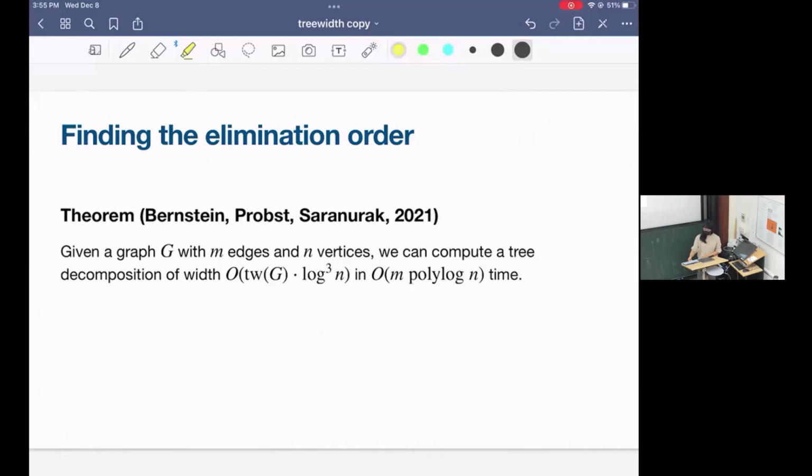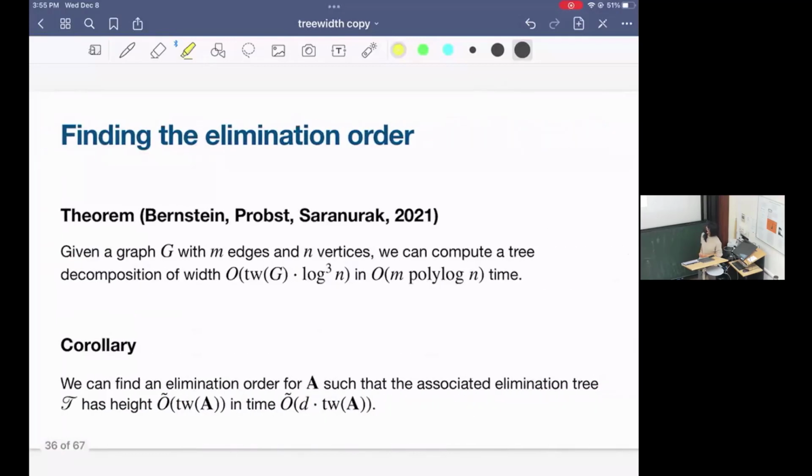So in our case, m is going to be n times t, or more specifically d times t, and using this theorem, we can find this elimination order so that the elimination tree has height treewidth of A times some log factor, in this very nice running time as well.